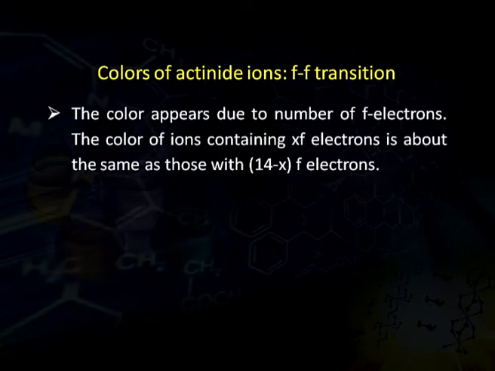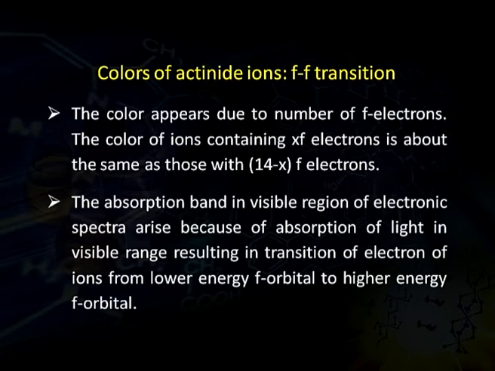The color of ions containing xf electrons is about the same as those seen with 14 minus xf electrons. The absorption band in the visible region of electronic spectra arises because of absorption of light in the visible range, resulting in transition of an electron of the ions from a lower energy f orbital to a higher energy f orbital. Due to this transition of the electron, absorption takes place, which causes color in the actinide ions.